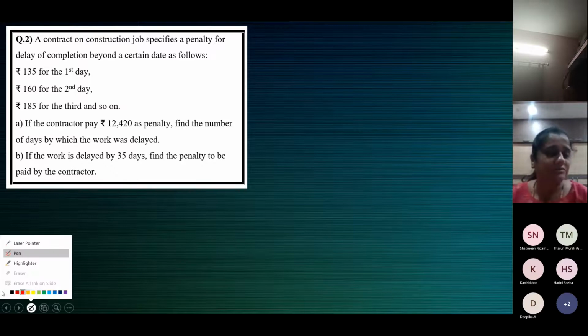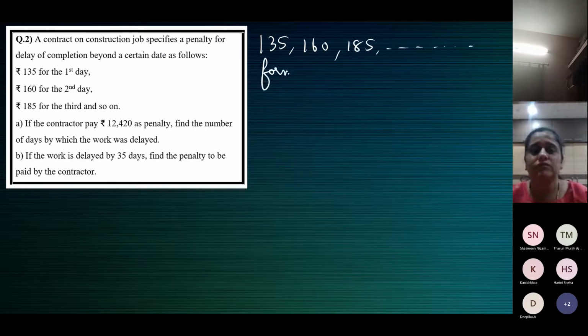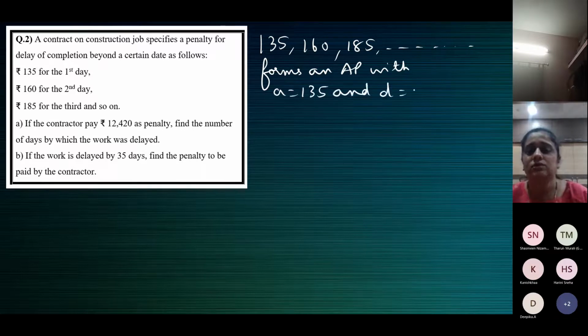So 135, 160, 185 forms an AP with A equal to 135 and D equal to 160 minus 135, which is 25.